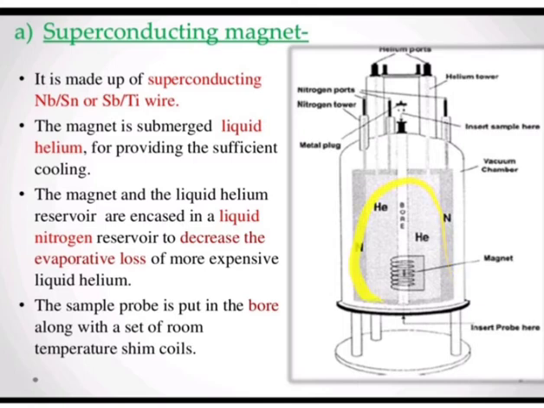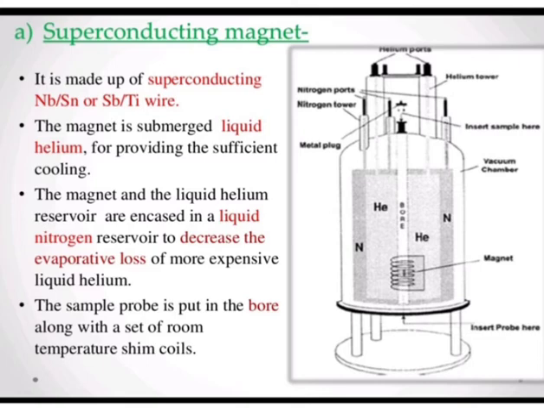See, this is a helium, in which the magnet is submerged for providing sufficient cooling. It provides cooling, and the magnet and the liquid helium reservoir are encased in liquid nitrogen. Means see, outside that there is a liquid nitrogen. In that the magnet is kept and the liquid helium is kept.